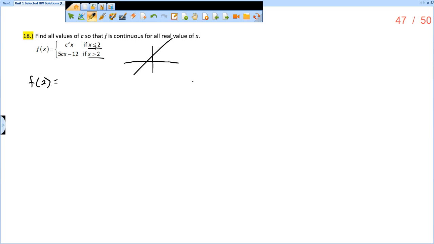So that means in the top piece, we're going to plug 2 in for x. So that means we have c squared times 2, right? Or in other words, you'd say 2c squared, right? So now that needs to be equal to, remember, f of 2 must equal the limit as x approaches 2 of f of x in order to be continuous.